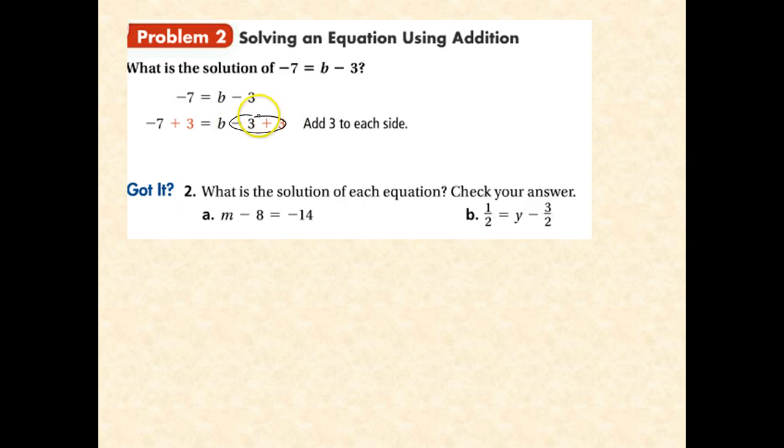Negative 3 plus 3 is 0. So I just got b plus 0, which is b. Negative 7 plus 3 is negative 4. Cool. All right, pause. See if you can figure these two out.